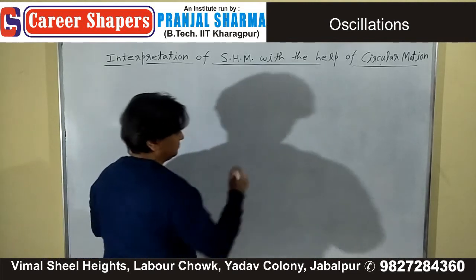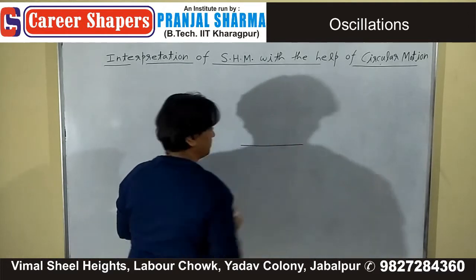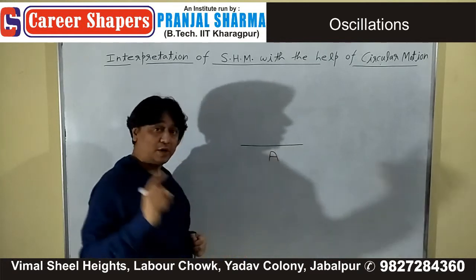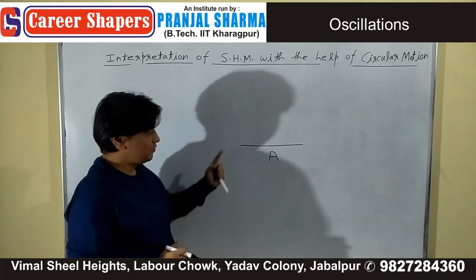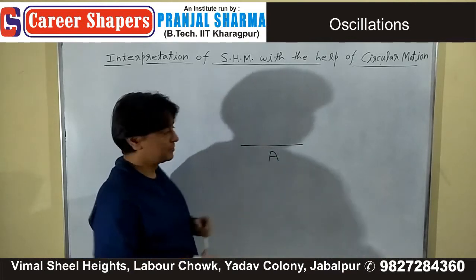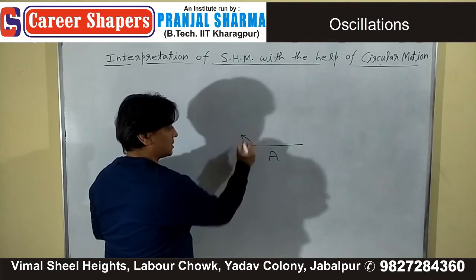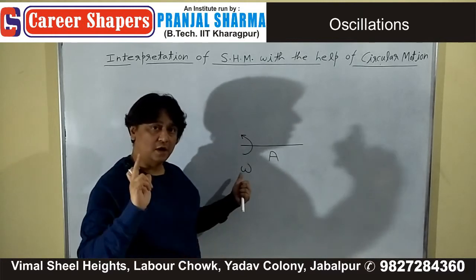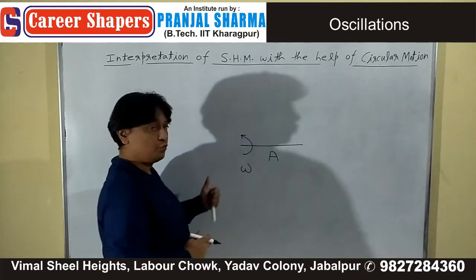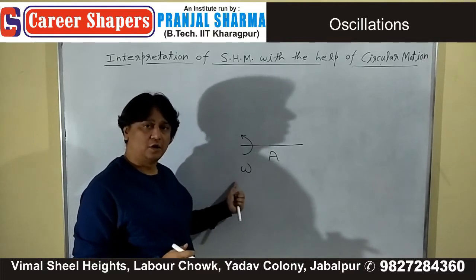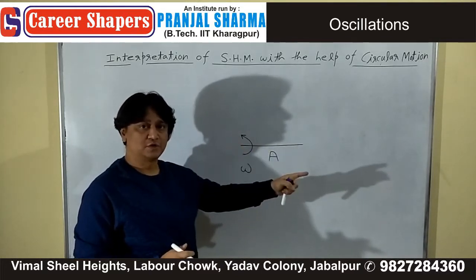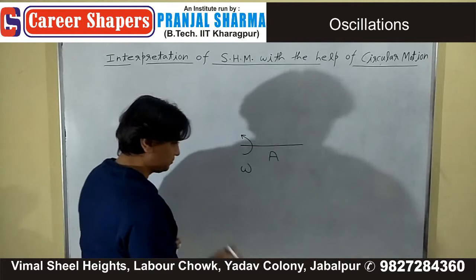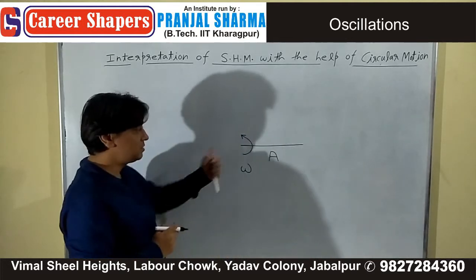Look here. We have a rod of length A. Now remember, what is capital A? Amplitude. We have this rod, its length is A, and it is rotating with angular velocity omega. What is omega? Angular velocity. We will relate this angular velocity to angular frequency of simple harmonic motion, and you will understand this part. But first, understand this circular motion.